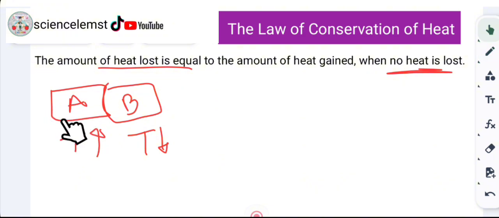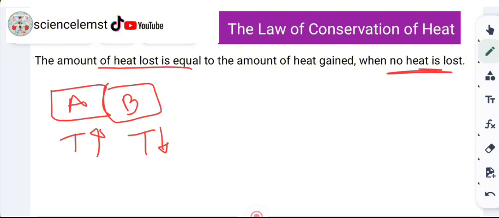I know that this object is going to lose heat, and this object is going to gain the heat that is being lost by this object. So when we're saying there is no heat lost, we are saying the energy or the heat that comes from this object, all of it as it loses it, is going to go to B. This is not going to lose the heat to the surrounding. This is what we mean when we say no heat is lost. So whatever heat A is going to release, it will all be absorbed by B.